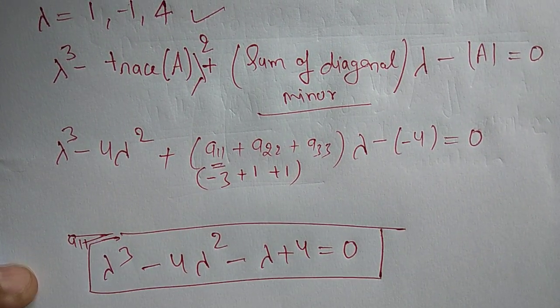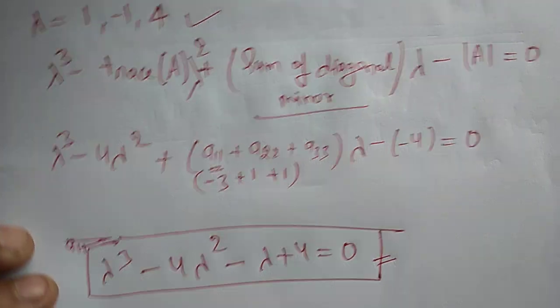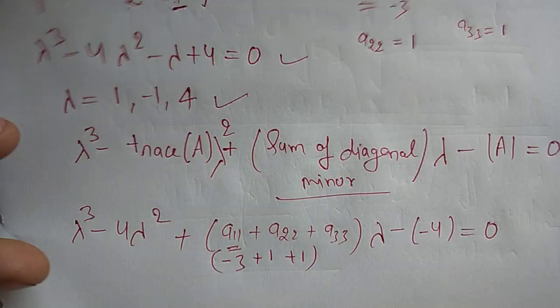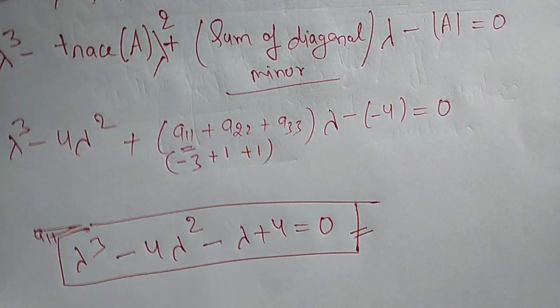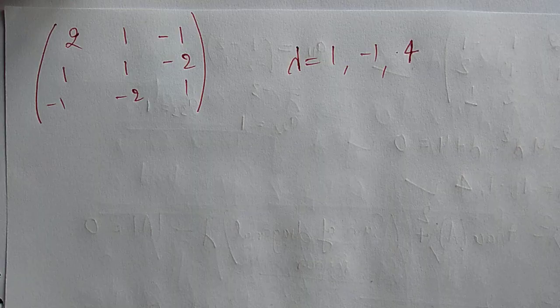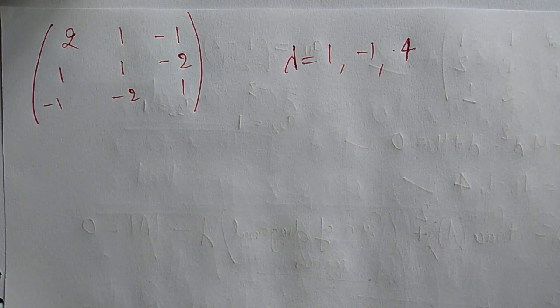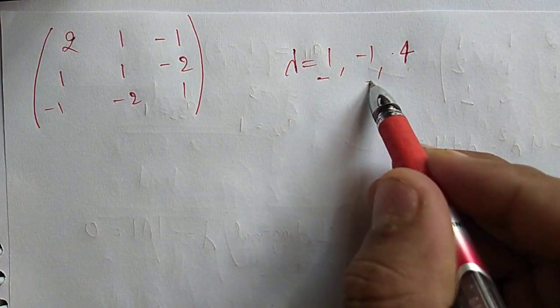So we got from the alternative way this characteristic equation, and already we have here also lambda cube minus 4 lambda square minus lambda plus 4. So we can find the characteristic equation using any method, either determinant of A minus lambda I equal to 0 or using this trace and minor method. Let us try to find the eigenvector for each eigenvalue. So here we have lambda equal to 1, minus 1 and 4.